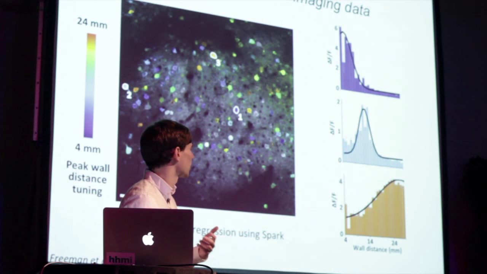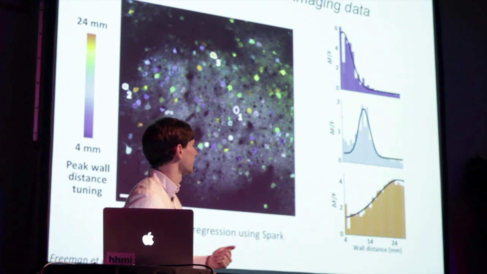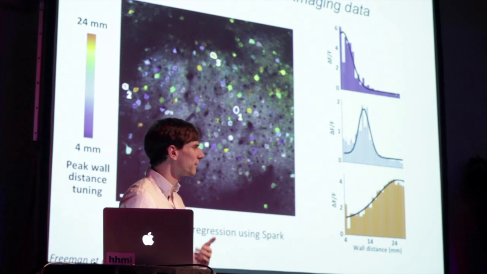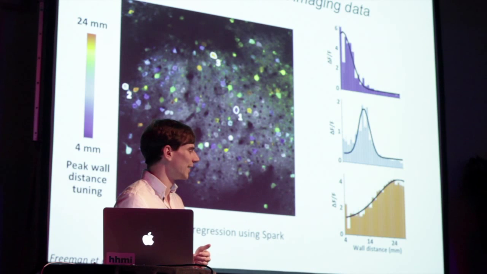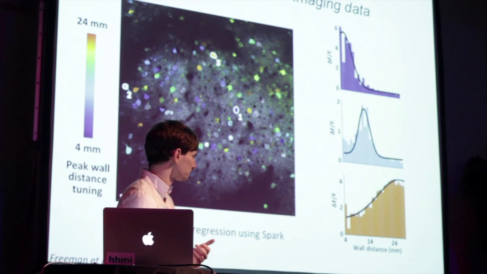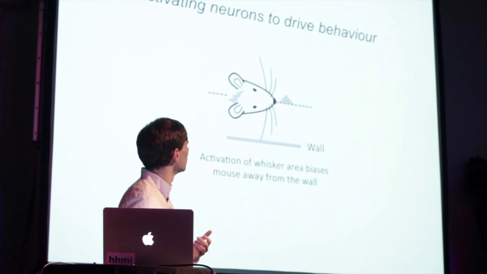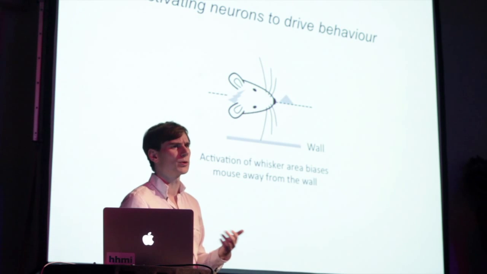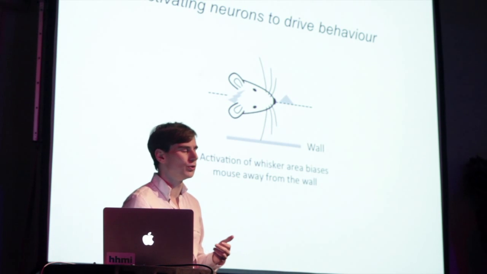Let's say you have a coding hypothesis. You take the first neuron, for example. It's the closer the wall, the more active it is. You want to follow up that sort of idea with a perturbation experiment, an activation experiment. What we can then do is also use optical methods, but now instead of using optical methods to record activity, we can use them to drive activity.